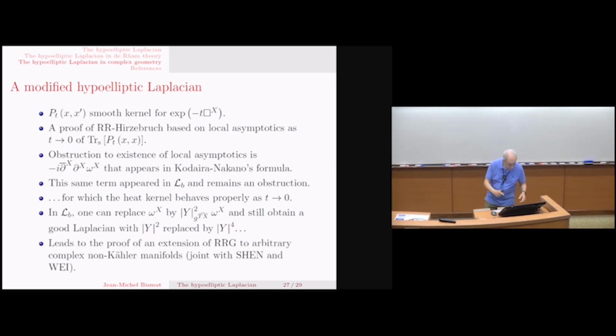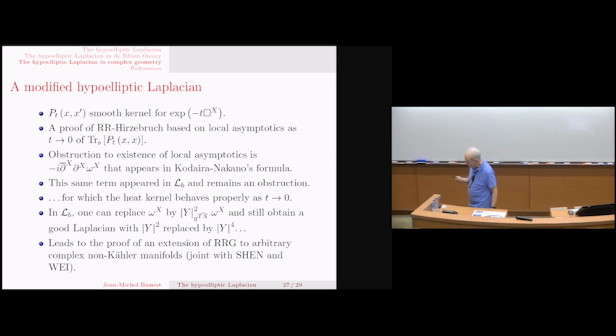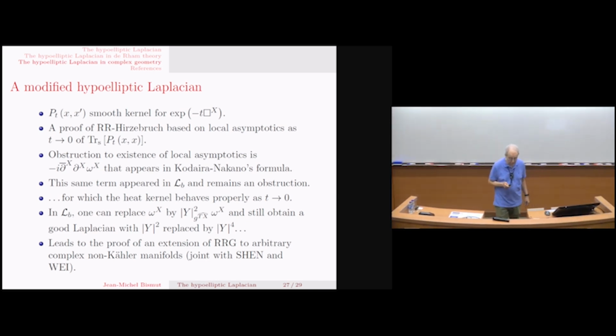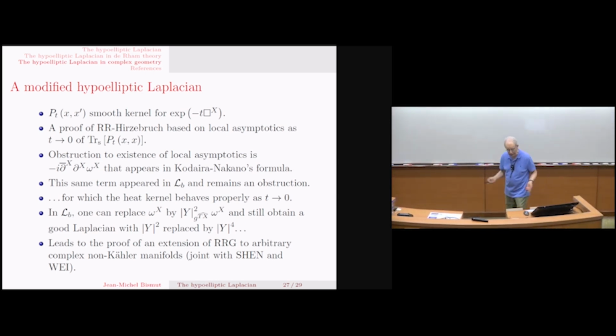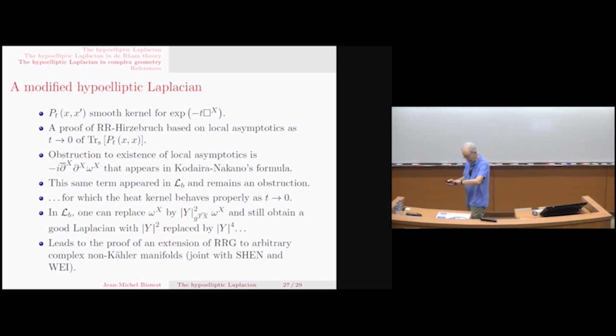So by using this technique, in joint work with Shen and Wei, we could prove an extension of Riemann-Roch-Grothendieck for coherent sheaves to arbitrary compact complex manifolds, which are not Kähler, not projective, nothing. So Riemann-Roch-Grothendieck is true in that category, and a key instrument is precisely the fact that we can move away from classical Hodge theory in the hypoelliptic world.